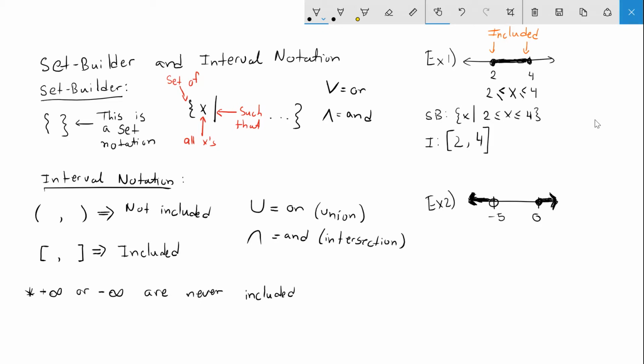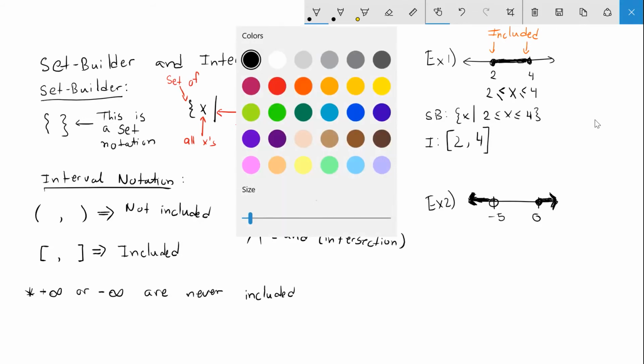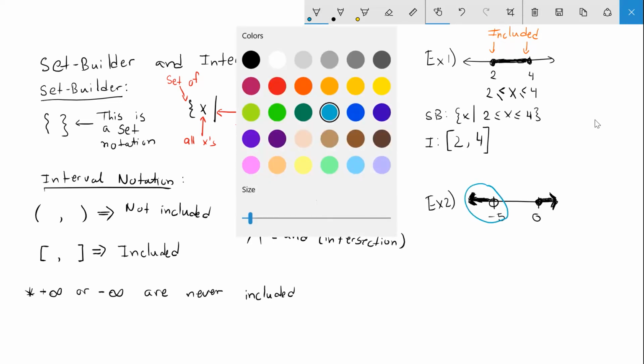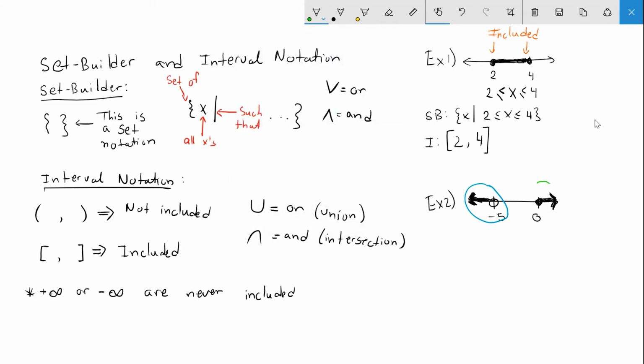All right, example 2 is a little bit harder. For example 2, I'm going to analyze it by looking at both endpoints individually. So I have this blue endpoint, and I have this, let's use green, I have this green endpoint. For the green endpoint, if you look at 0, this is included. So let's write that down. And if you look at the blue endpoint, negative 5 is not included. Why? Because there's an open circle at negative 5.